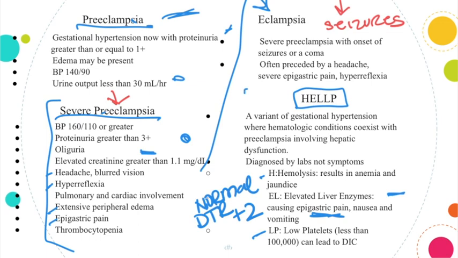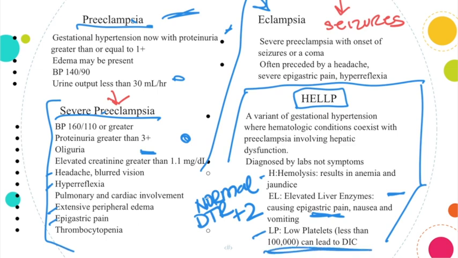Once somebody's in HELP, they're very sick. And we're really, again, trying to figure out how we're going to do a C-section on them. When somebody is in HELP, they're having a C-section done. But it's kind of scary because their platelets are low. So that's kind of a concern there too, all right?